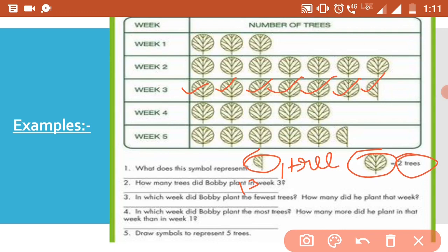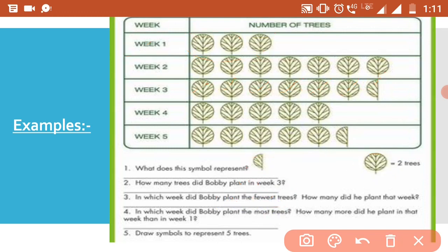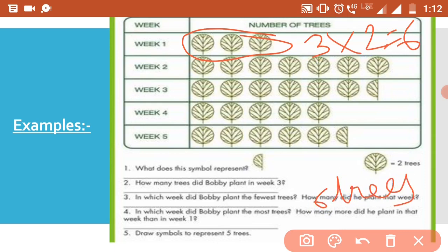Now question 3, in which week did Bobby plant the fewest trees? Now let's find out from the graph. Fewest trees, as you can see, in week 1 fewer symbols have been used, so we can write the answer week 1, right? Next, how many did he plant that week? Here we have three symbols, and each symbol represents two trees. So 3 multiplied by 2, which means 6 trees. He planted 6 trees. Okay.